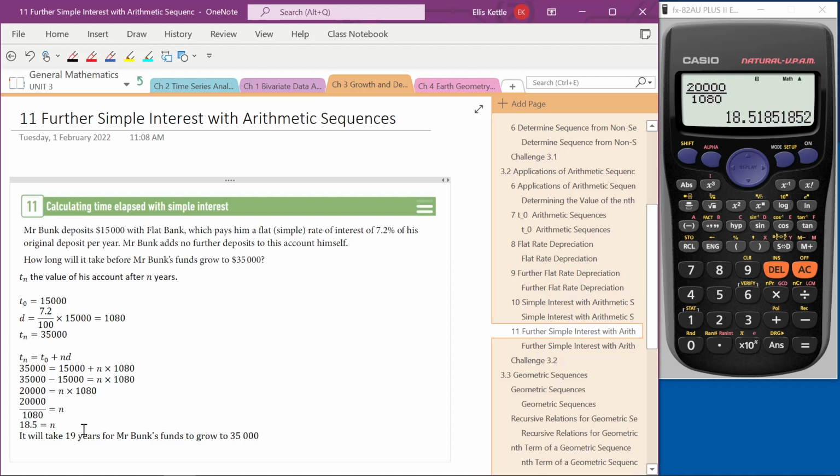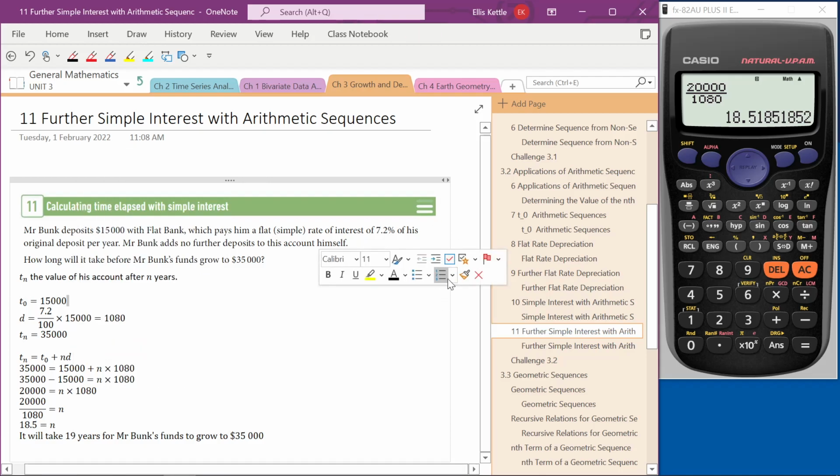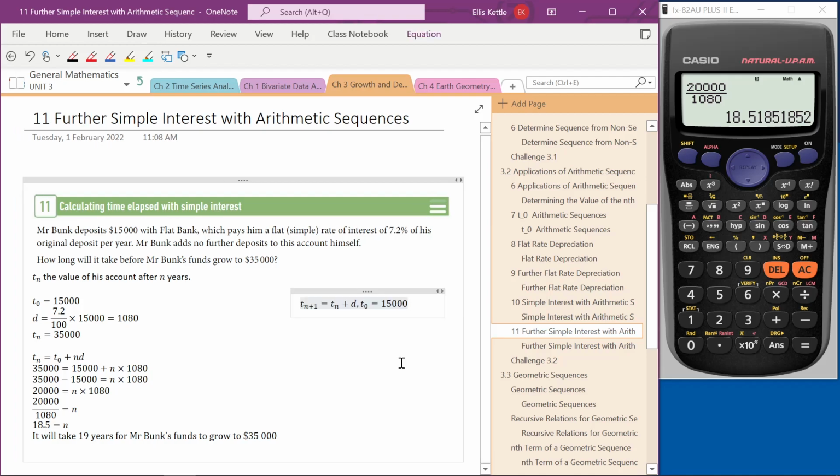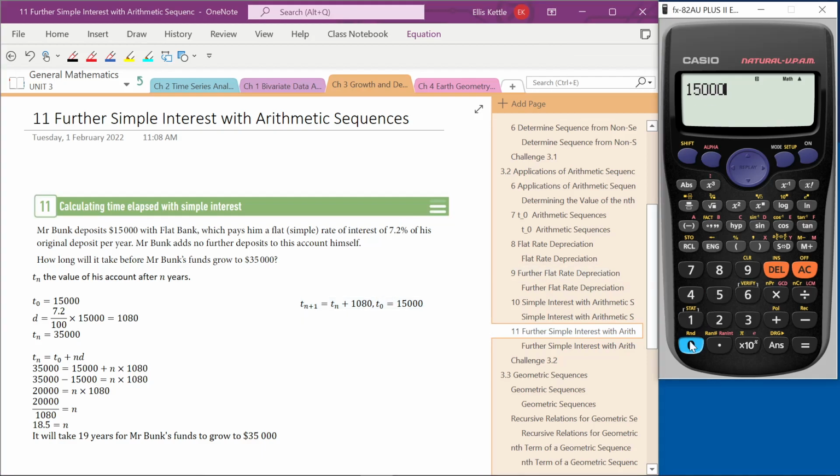Okay, I want to show you an alternative way of doing this, which is equally valid, but just a slightly different workflow. So let me set that up. Alrighty, so you can see here I've just set up my equation. I'm just going to substitute in D, which I worked out before, so 1,080. And now all I'm going to do is use my calculator to finish the rest of it. So 15,000, and then equals, set it into the calculator's memory, and then we're going to go answer plus 1,080.